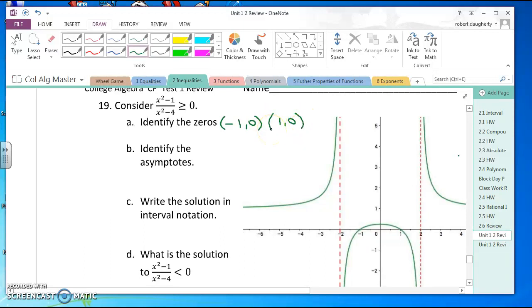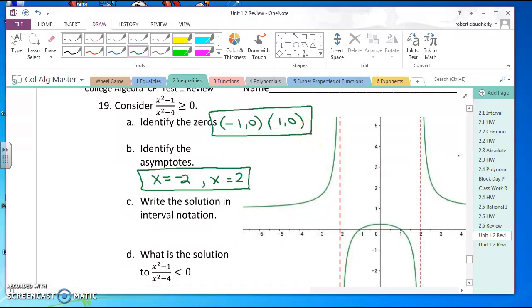Identify the asymptotes. Those are those vertical lines across which the graph will not go. So that is at x equals -2 and x equals 2. Those are equations. Okay. The zeros are points. The asymptotes are equations. So write the solution to greater than or equal to 0.